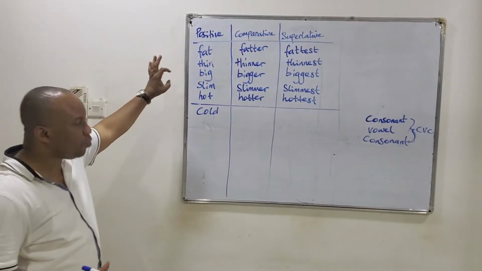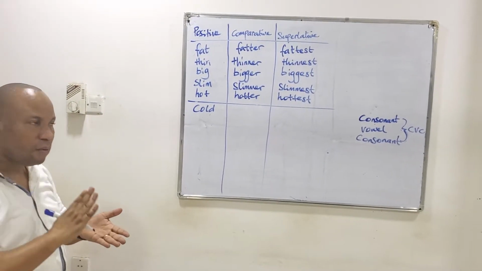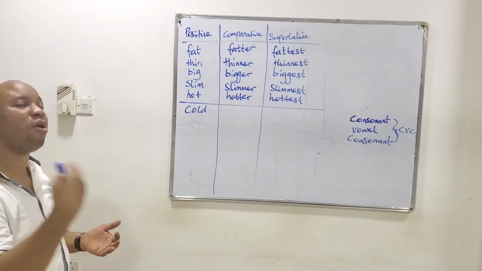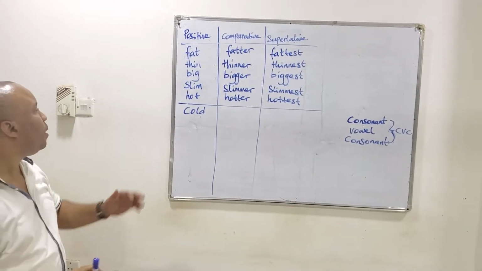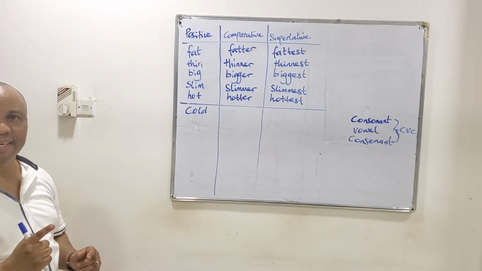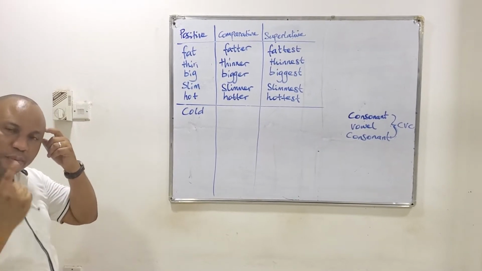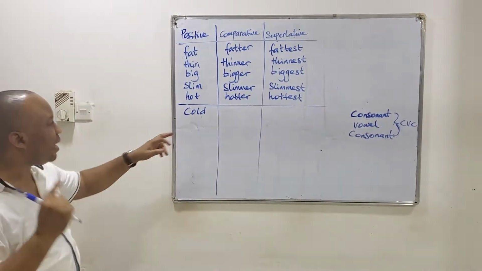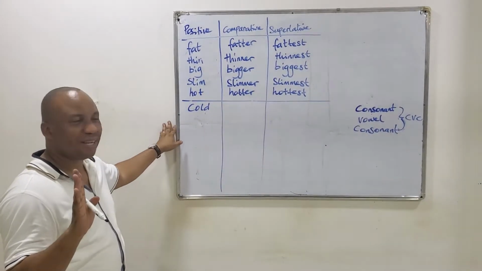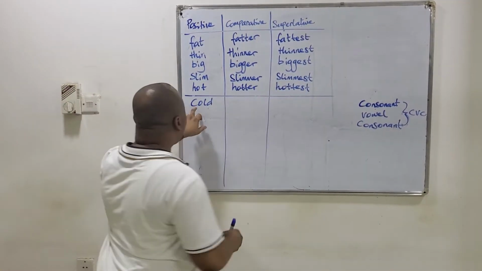So ladies and gentlemen, this is the rule. When we have one syllable and the last three letters correspond to CVC, we double the last letter. If we have one syllable and the last three letters do not correspond to CVC, we simply add ER and EST. So cold.